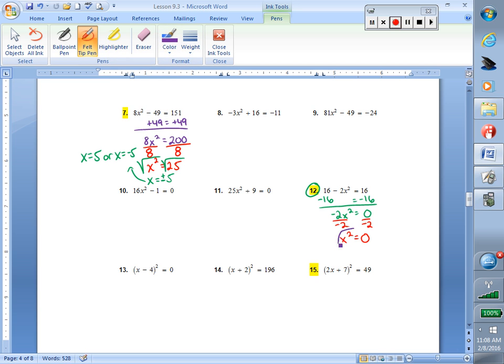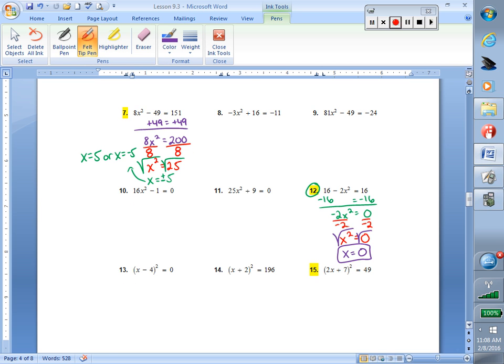I take the square root and I get x equals 0. 0 is an okay solution. That's okay. It's a number. I can have 0 for my x. I can substitute 0 into the equation.